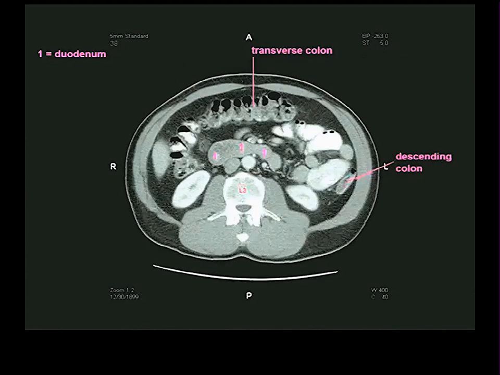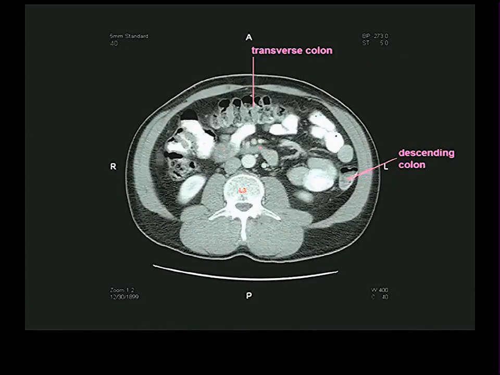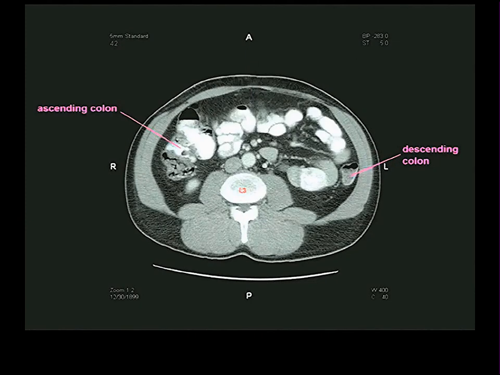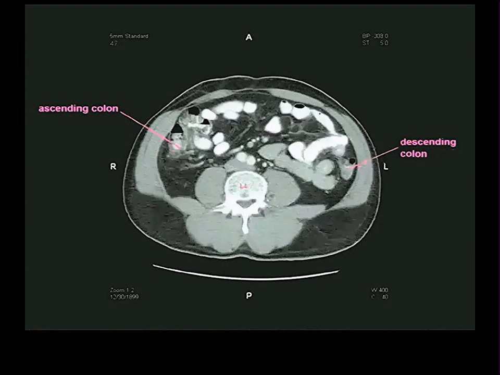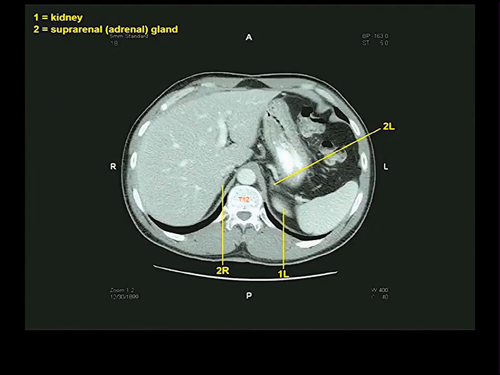All right. So we've got all our pancreas and duodenum covered. We've got ascending colon, transverse colon, descending colon covered, and stomach. We've covered a lot of things. Now we get to things which are actually rather difficult.